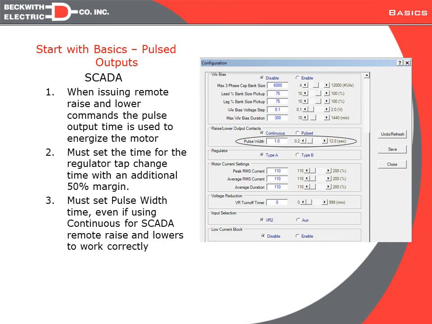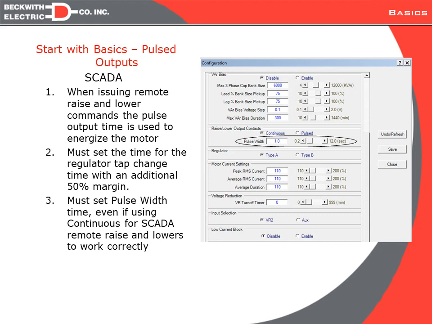Finally, if we are using continuous mode, we still need to look at setting this pulse output with time if we're going to be communicating via SCADA, because SCADA will use that same time. So for instance, if we have a regulator that takes 4 seconds to tap, when we send a DNP command to raise or lower, the control is going to keep its output up physically for either that duration of time or the operation counter input, whichever comes first.